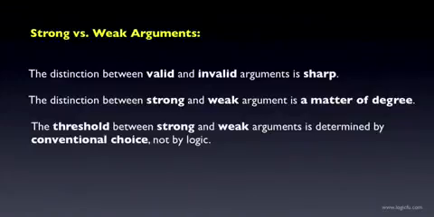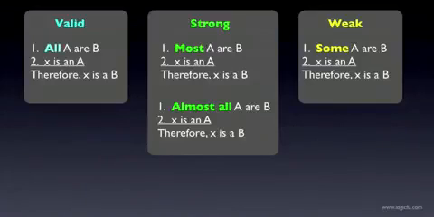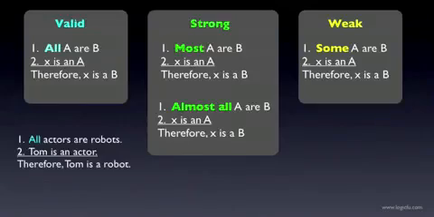But there are some common argument forms that people generally recognize as valid, strong, or weak that are helpful to know. Here are some simple argument forms that are recognized as valid, strong, and weak, respectively. The forms are identical except for the highlighted words. All A are B, most A are B, almost all A are B, some A are B. An example of a valid argument of this form is: all actors are robots. Tom is an actor, therefore Tom is a robot. We've seen this one before.